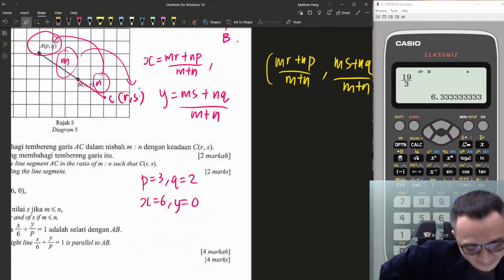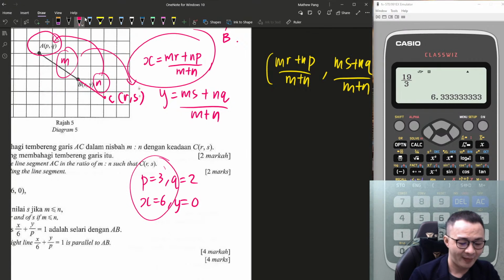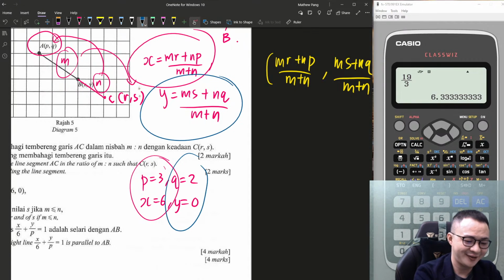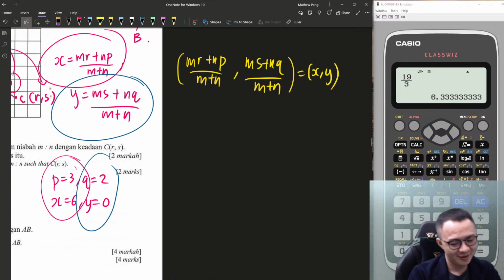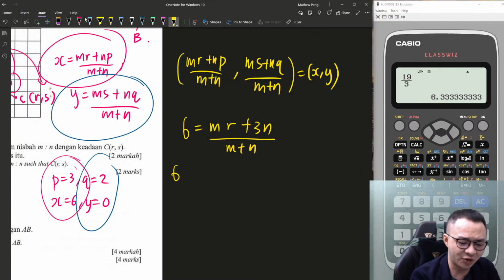Interesting, let's do it. I'm going to use the first piece of information for the first equation, and the second piece of information for the second equation. First one first: my x is 6, so 6 equals m, R is unknown, plus np. My p is 3, so it's 3n over m plus n. So I'm going to cross multiply.